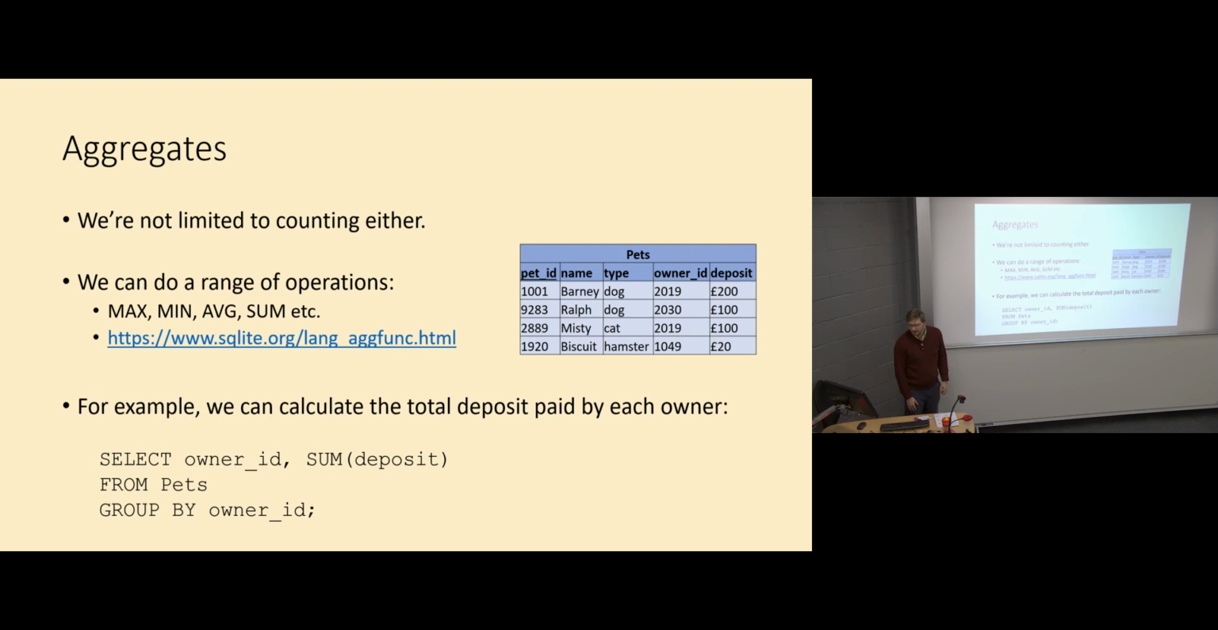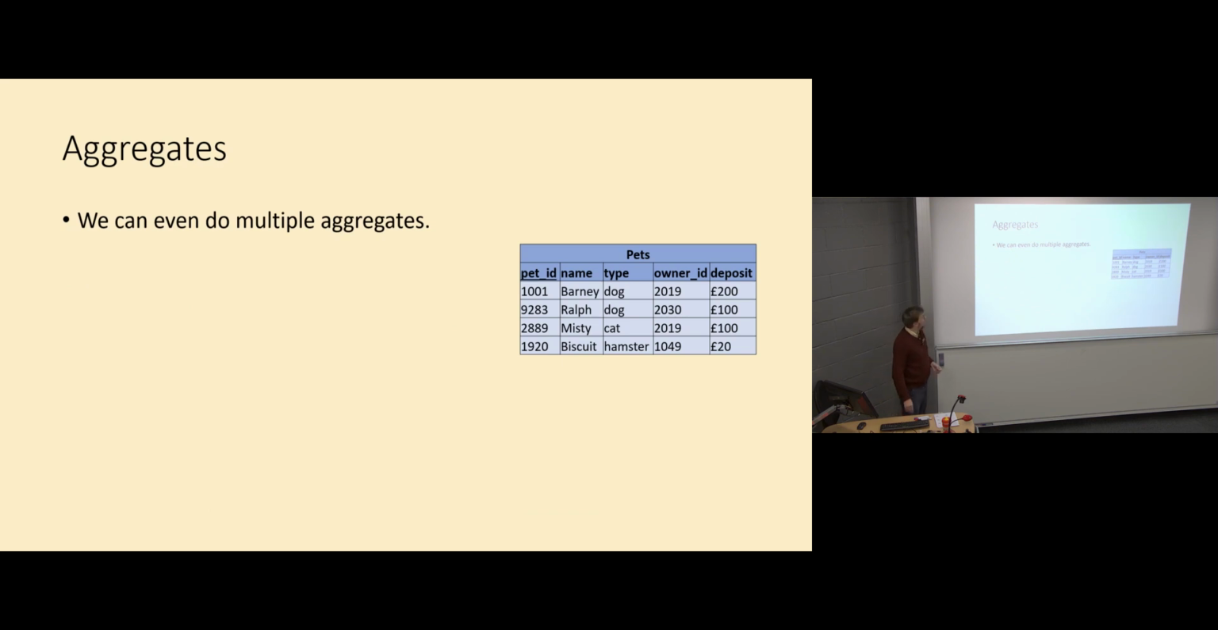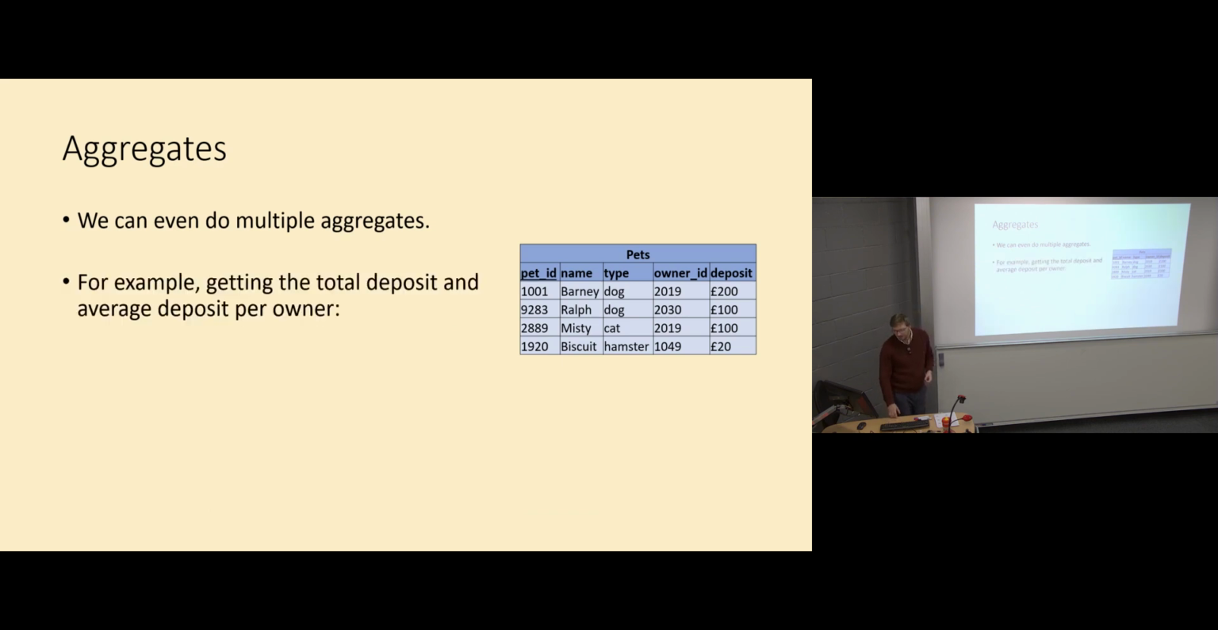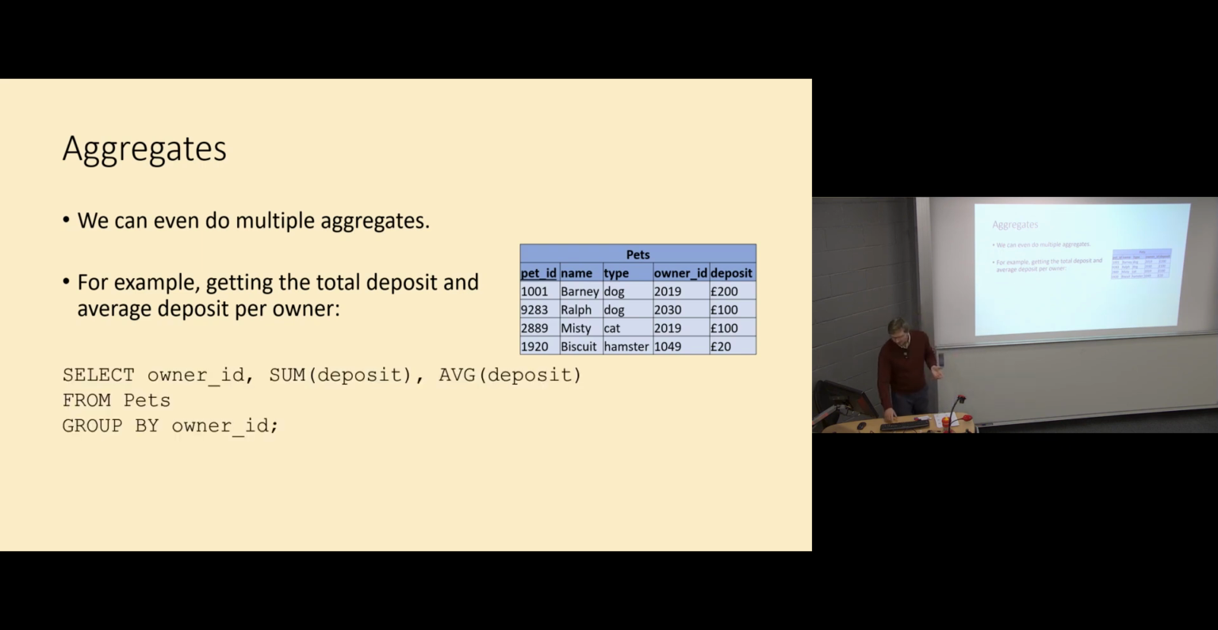So we can do slightly more complex statements like selecting the owner ID and calculating how much of a deposit they've paid in total across all their pets. So what we do is we say for every owner, I want to add up all of the deposits that they've paid, and we get something that looks like that. We can do multiple aggregates, so you don't have to just stick to one. For example, if you wanted to get the total deposit and the average deposit per owner, you can do this. Owner ID, sum deposit, average deposit, then group by owner ID.